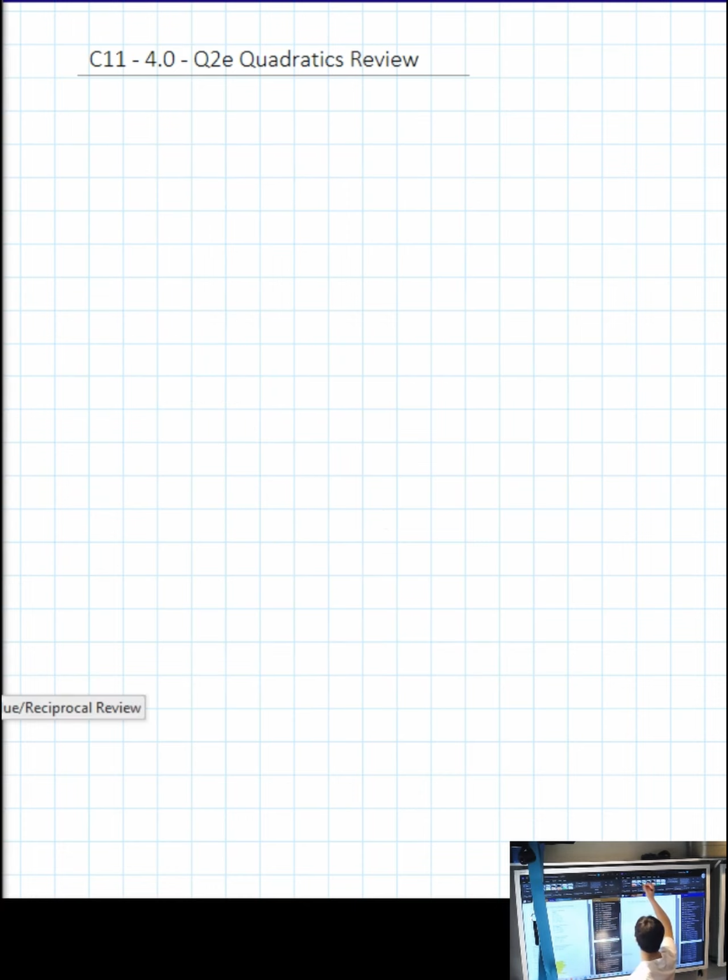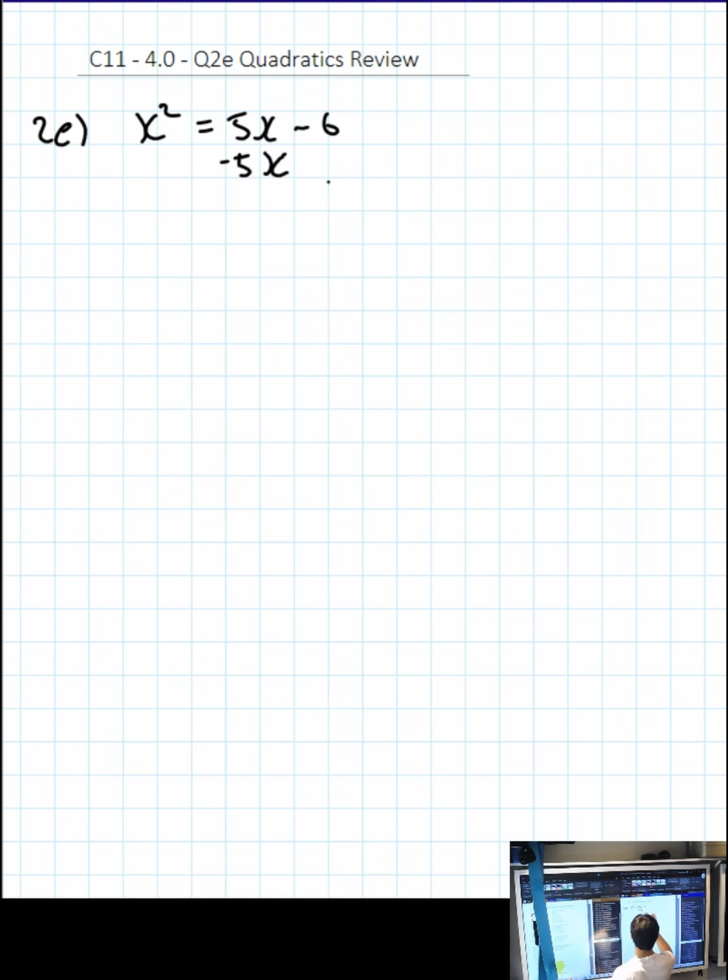All right. Okay, we have 2e. X squared equals 5x minus 6. So the question says solve slash find x-intercepts. So if it was y equals, then we put 0 in for y. But here we have to get it equal to 0. So we're going to minus 5x from both sides. And we're going to say x squared minus 5x equals negative 6. Then we're going to add 6 to both sides and get x squared minus 5x plus 6 equals 0.